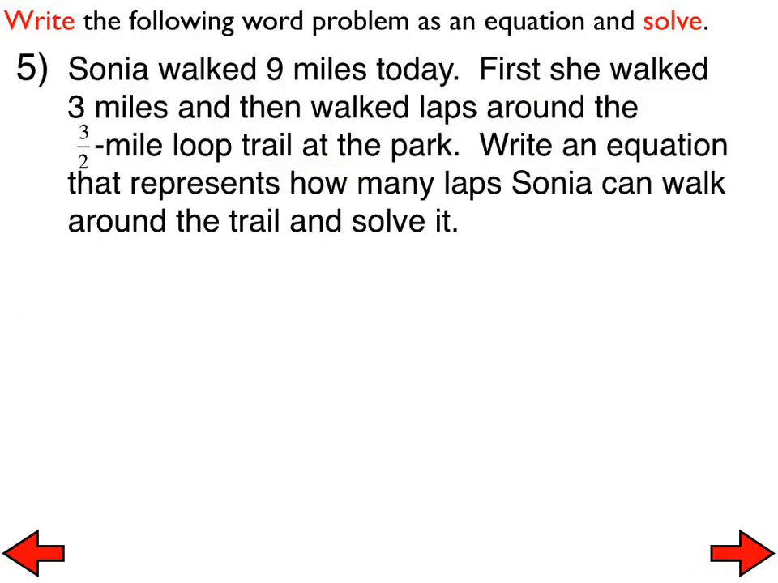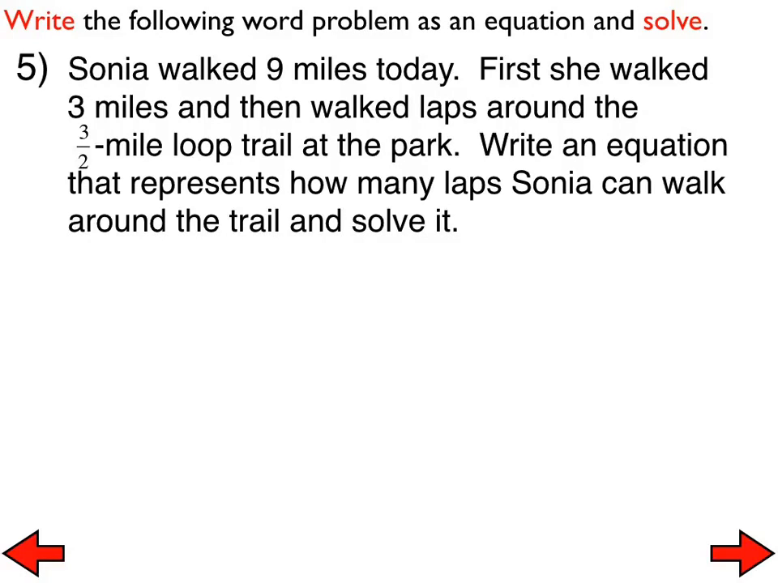Last one. Sonia walked 9 miles today. It doesn't have the word total, but if she walked that many for the whole day, wouldn't that be the total? Right? First, she walked this many, 3 miles. Does that change? It's in the past. It doesn't change, right? It already happened, so that's your constant. Then she walked laps around a 3/2 mile loop trail at the park, which is 1.5 miles.